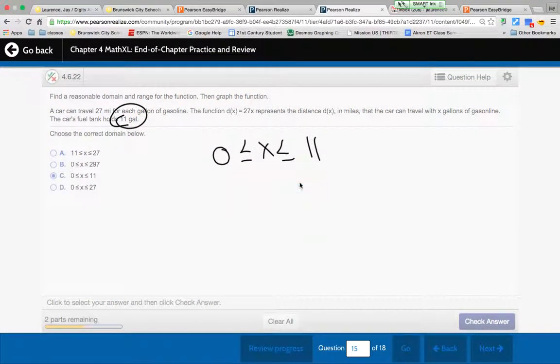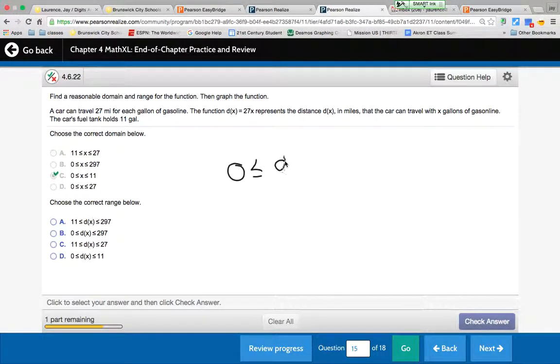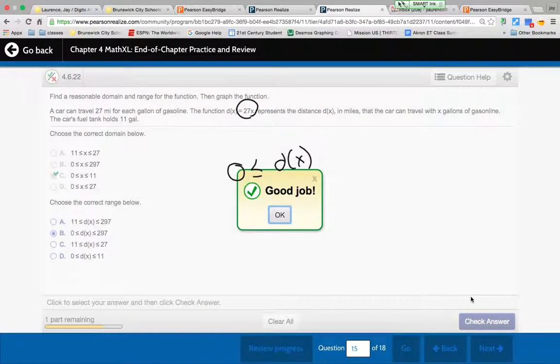And there we go. All right, so choose the correct range. Well, it's going to go from 0, and then I need 27 times 11, which I think is 297. So it looks like B is going to be my correct answer there. All right, good job.